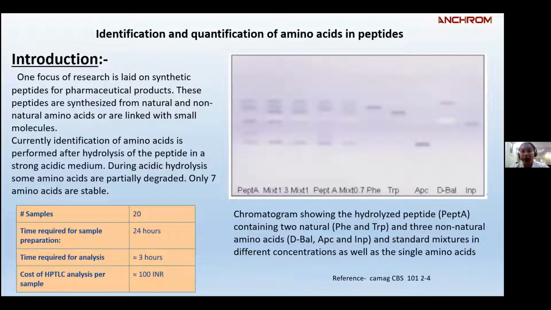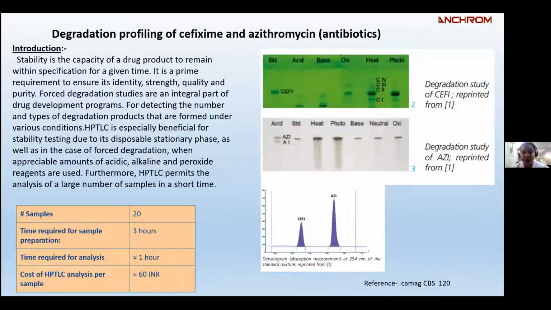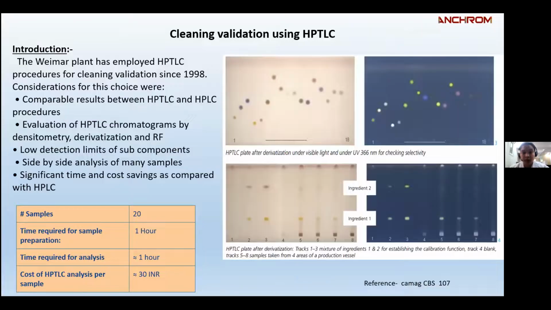Then not only that, for the identification of amino acids. Amino acids are one of the synthetic peptides for pharma products. There are two types, natural and non-natural. So you can find out the natural and non-natural through the HPTLC instrumentation. Then the degradation profiling of antibiotics. Different degradation profiling you can do, as I have told earlier.